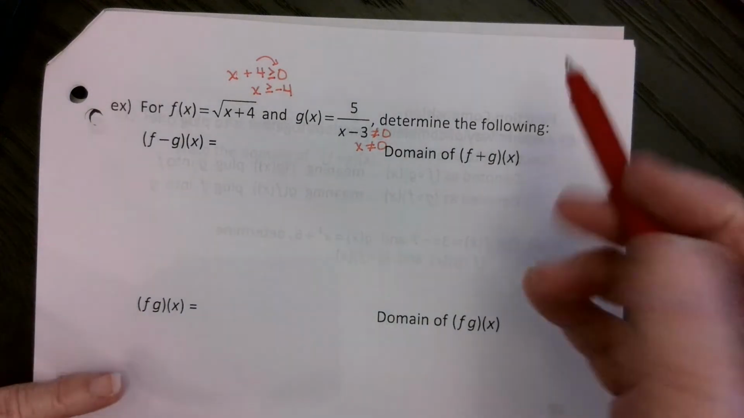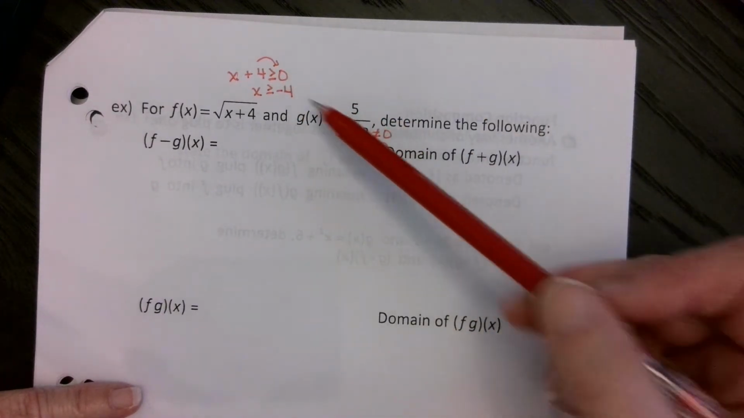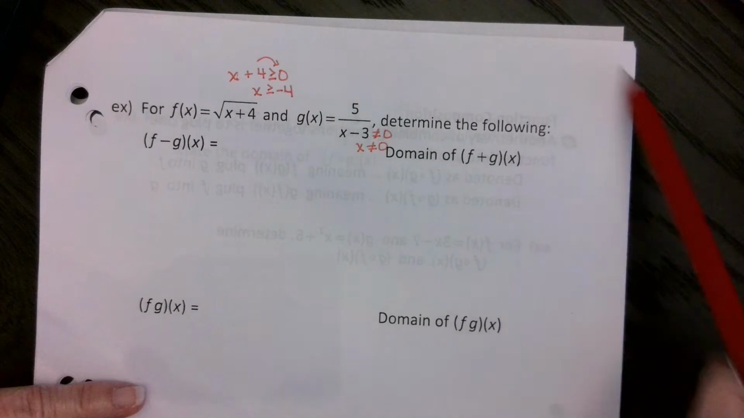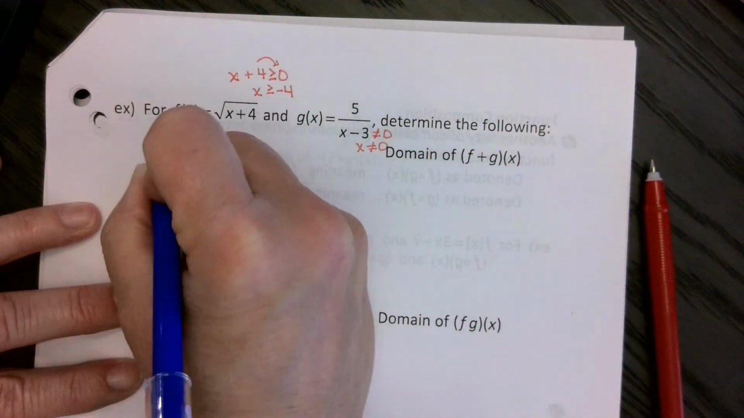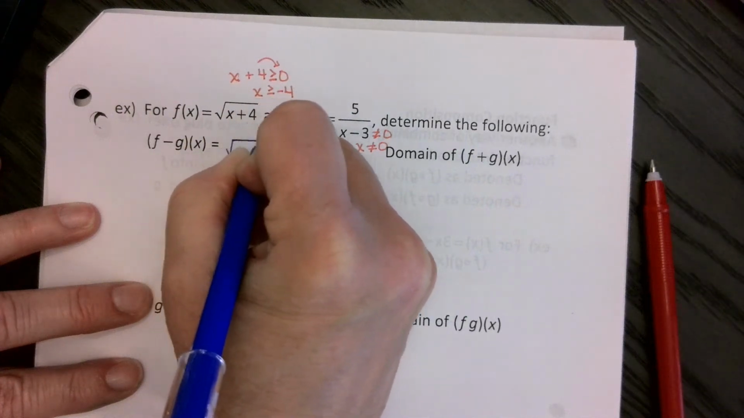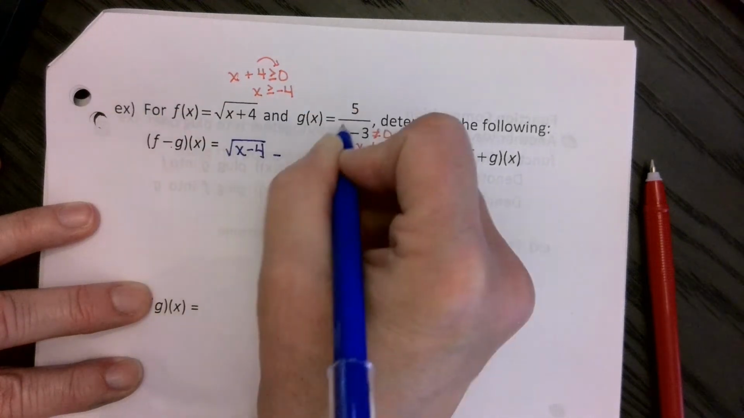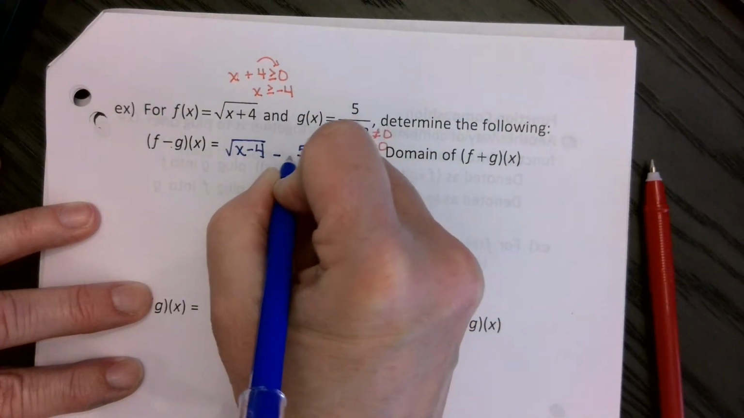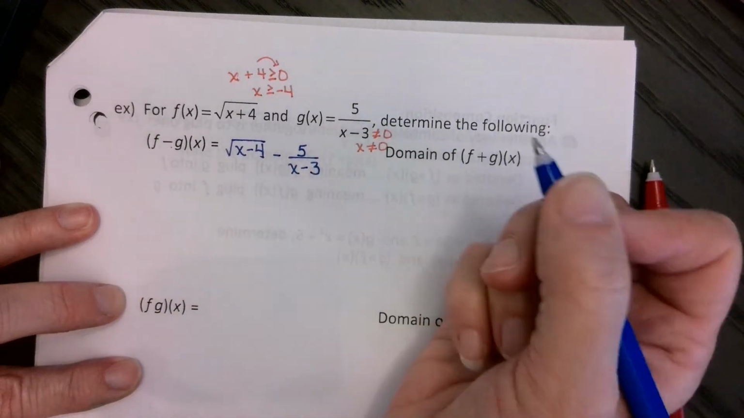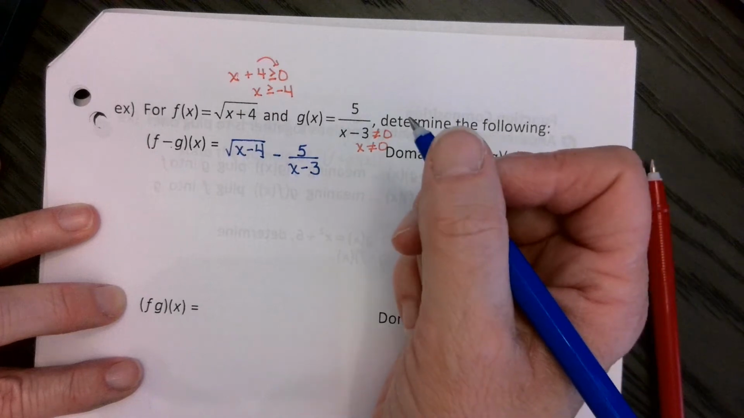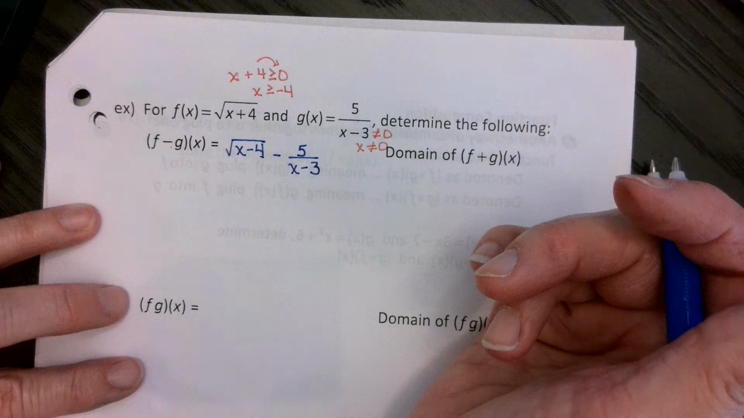So now, when you take your domains, you have to go back to this original one. Now we'll get to it in just a second. Let's first subtract the 2. So we have our f of x, which is the square root of x plus 4, minus our g of x, which is 5 over x minus 3. And we can leave this answer like this. We do not need to find our common denominator. It's just going to look a lot messier than it does now.